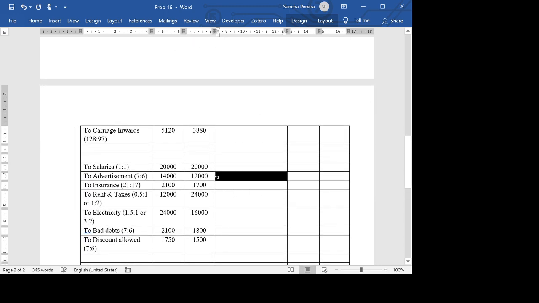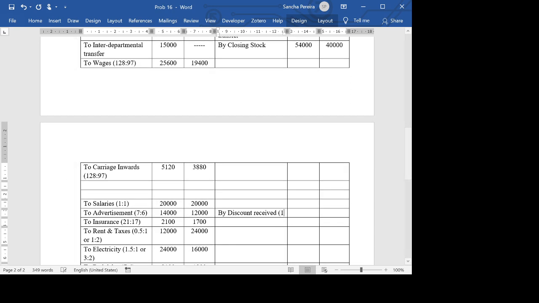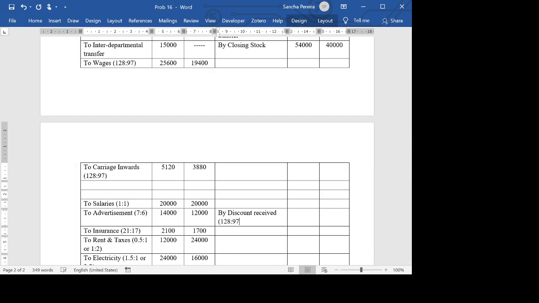Leave a line for gross profit. By discount received, on the basis of purchases. So that would be 128 is to 97. If I divide that, it would be 1,280 and 970.